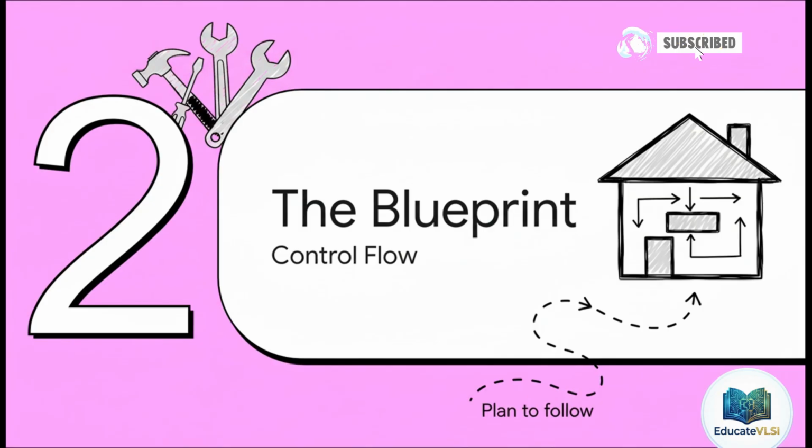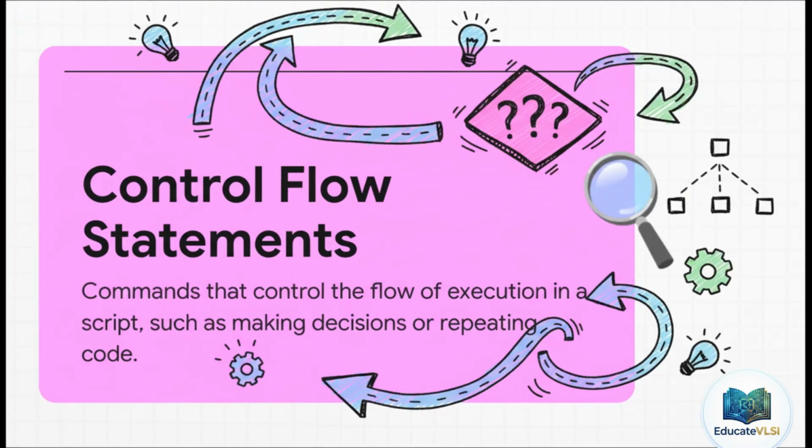Okay, so we have our tools. But a pile of tools doesn't build a house, right? You need a plan, a blueprint. In programming, our blueprint is called control flow. This is what gives our script structure and tells it what to do with all those tools. To put it simply, control flow statements are the commands that tell our script when and how to use its operators. They're like the traffic director for your code, telling it which path to take at a fork in the road, when to make a choice, and when to do something over and over again. This is how we bring a script to life.